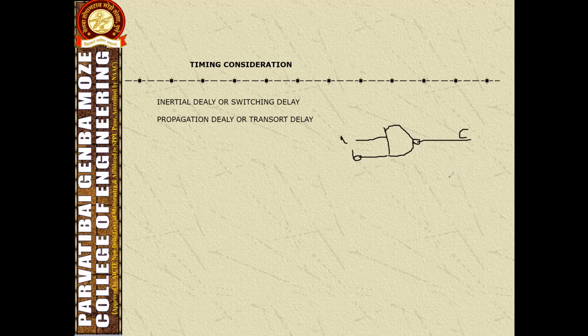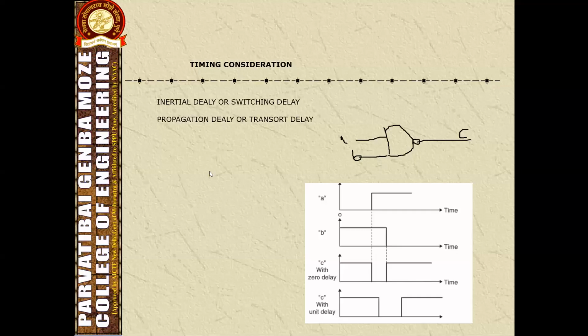So according to this, we will see the clock diagram or delay diagram. This is the delay diagram, which has inputs A, B, and C with the delay, C with the zero delay, and C with the unity delay. So let's see.